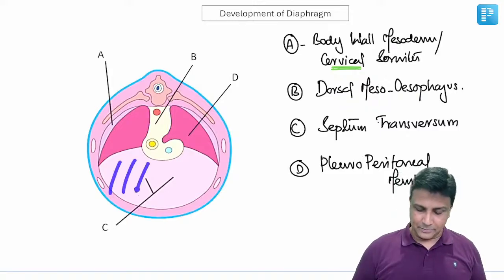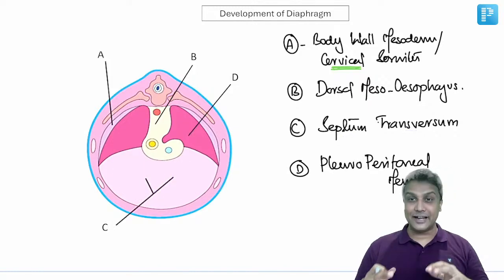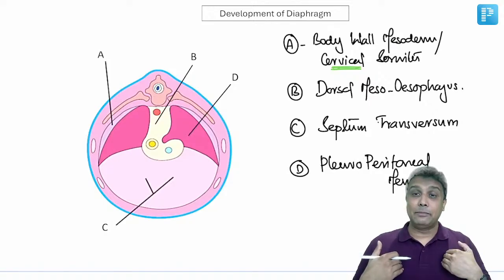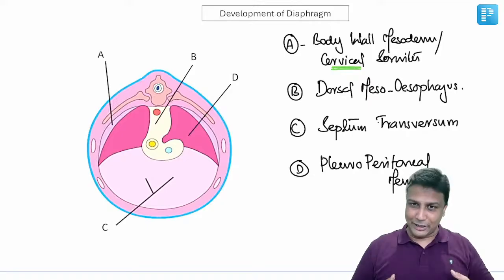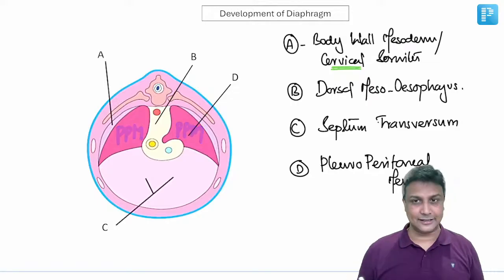And this big septum here is nothing but the septum transversum, and that is going to form the central tendon of the diaphragm. And now welcome to the most important thing. Above the lungs here, below the abdominal viscera, covered by pleura, covered by peritoneum here, is the pleuroperitoneal membrane on both sides. So this one is the pleuroperitoneal membrane. This one is the pleuroperitoneal membrane on either side.